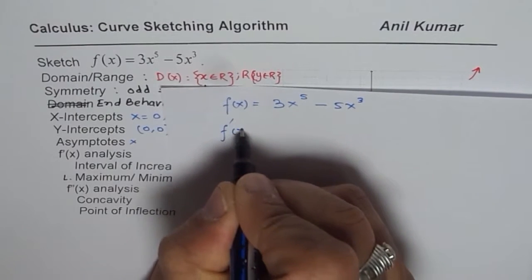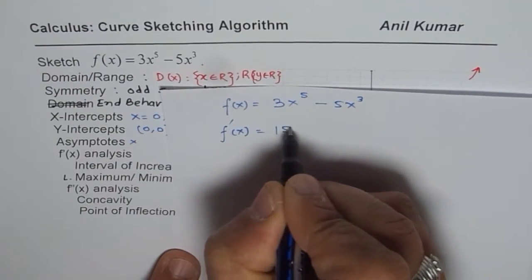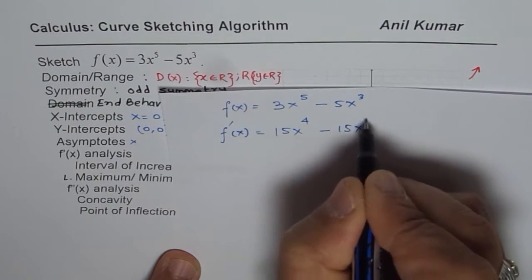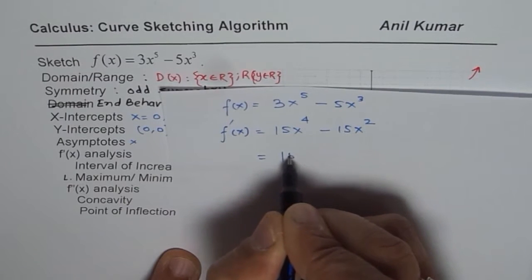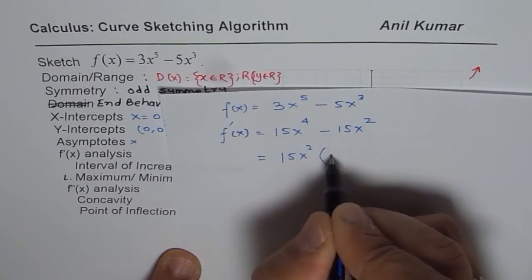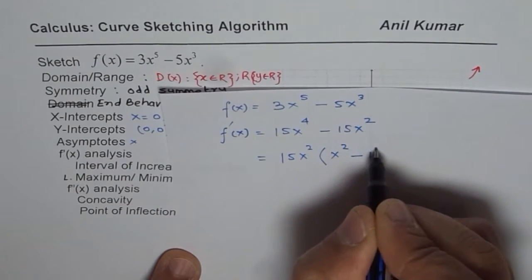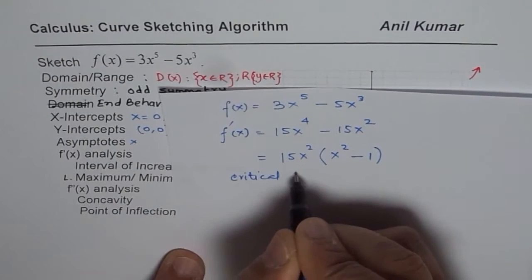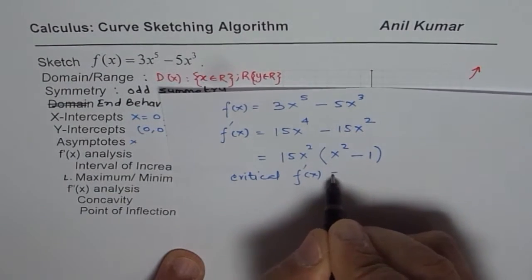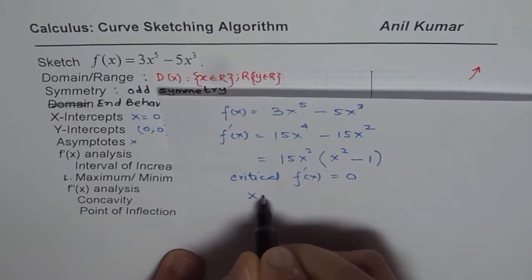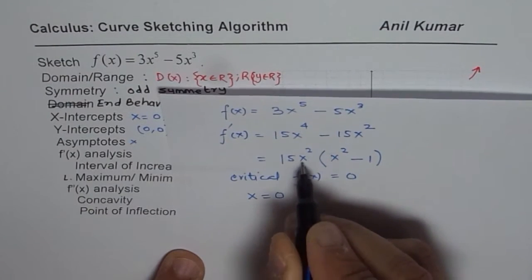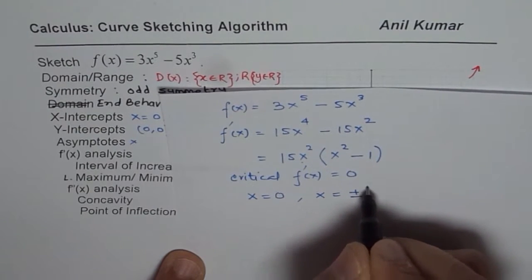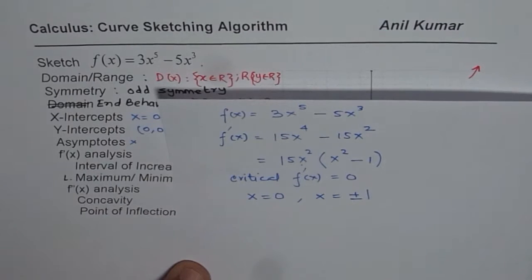First derivative of this function is 15x to the power of 4 minus 15x squared. So we can take 15x squared common, so we get x squared minus 1. Now for critical numbers, f prime of x, the first derivative, should be 0. Now that will be 0 at x equals 0, right? So we have one critical number at 0. The other ones are at plus minus 1.